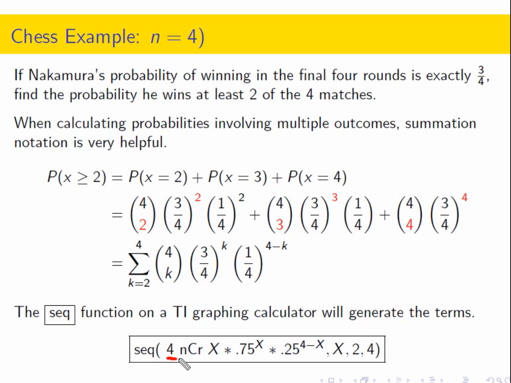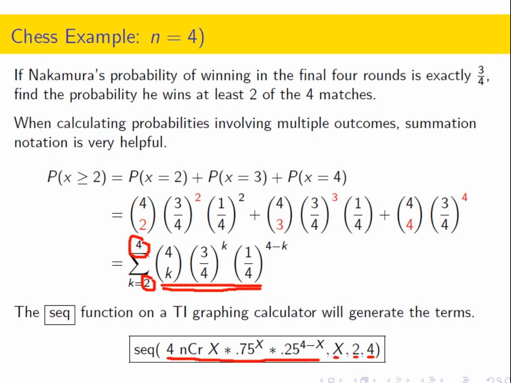So this first term here is typing in the function of the calculator. And then after we specify the function, we specify the variable, and then the start, and then the stop. So the 2 and the 4, that's controlling where we start and where we stop. And then this expression that we start with, it looks a little complicated, that's just typing in the binomial theorem term that we know is going to be there.